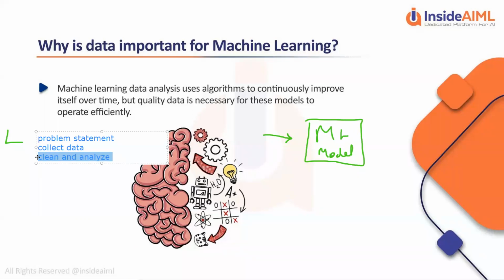So before giving this data to our model, we need to clean. What do you mean by cleaning? You need to remove some unwanted variables. You need to take care of some missing values. You need to find out the inconsistency in your data set and remove that. And also you can identify some patterns in your data that will be useful for these models. Okay. So after doing this cleaning and analyzing of the data, then you go for model building.